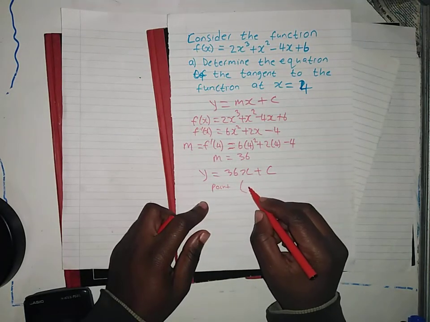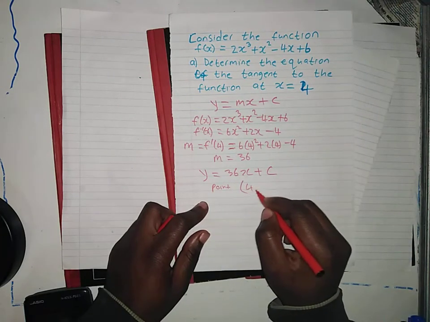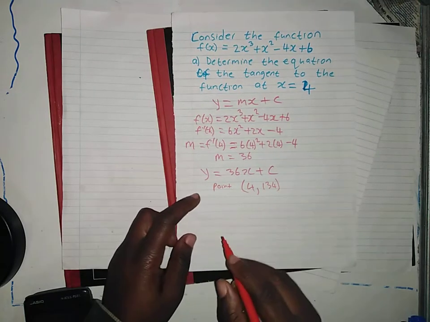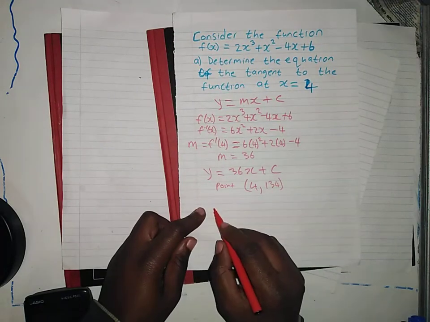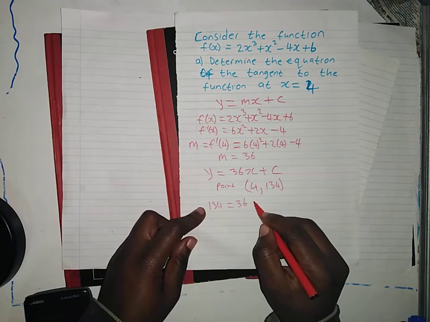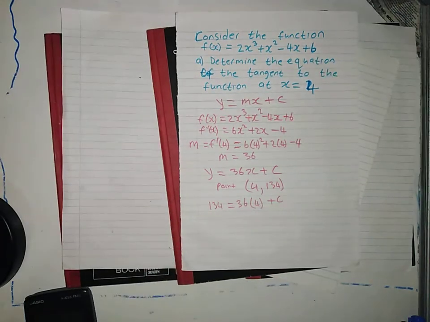Okay, so the point is x is 4, and then the y is 134. So when you substitute this, what do you get? So the y must get here, so it's 134 is equal to 36, and then the x is 4, and then plus c, and then 36 times 4, what do you get? 36 times 4 is 144.